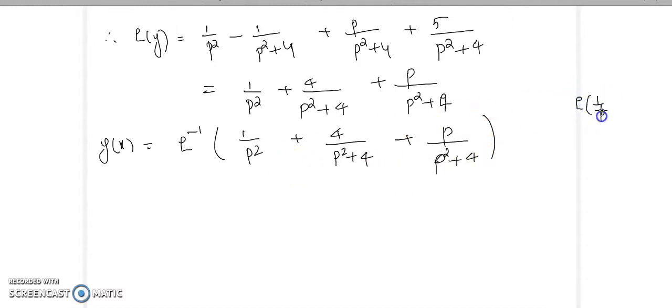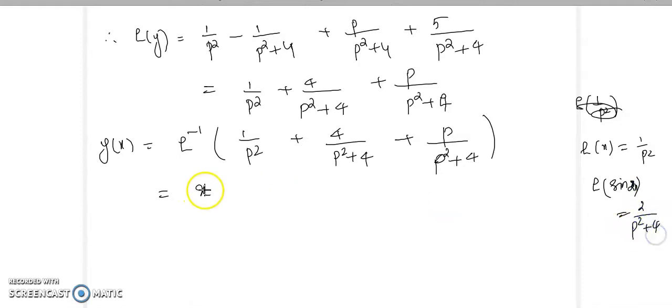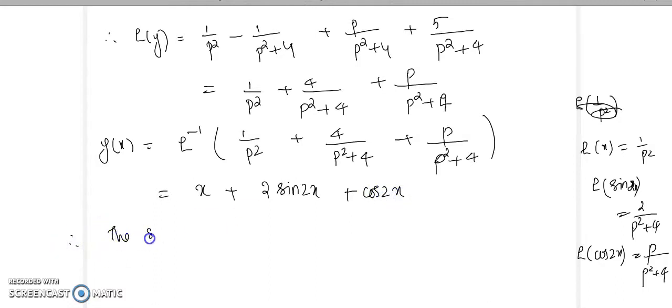Now L of 1 by p square, okay, L of x is 1 by p square. So L inverse of 1 by p square is going to be x. And L of sine 2x, if you take it, you are going to get 2 by p square plus 4. So this will be 2 sine 2x, and this will be L of cos 2x. L of cos 2x, if you take it, you are getting p by p square plus 4. So L inverse of p by p square plus 4 is equal to cos 2x. So therefore the solution is y of x equal to x plus cos 2x plus 2 sine 2x.